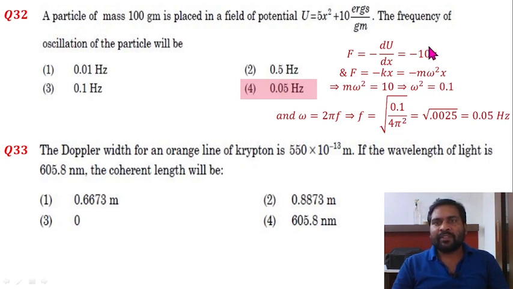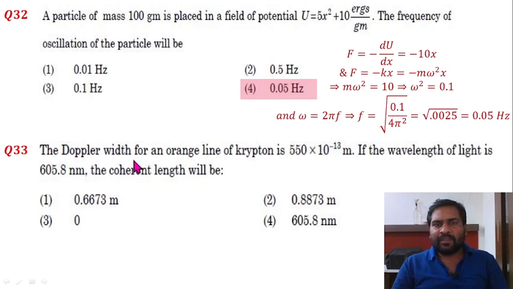m omega square x equal to 10x, omega square equal to 0.1. Now for frequency, omega is equal to 2 pi f, or f is equal to omega by 2 pi. f equal to square root of 0.1, and putting 2 pi inside, it will become 4 pi square. Just calculate it, the value will be 0.05 Hertz. Option 4 is correct.